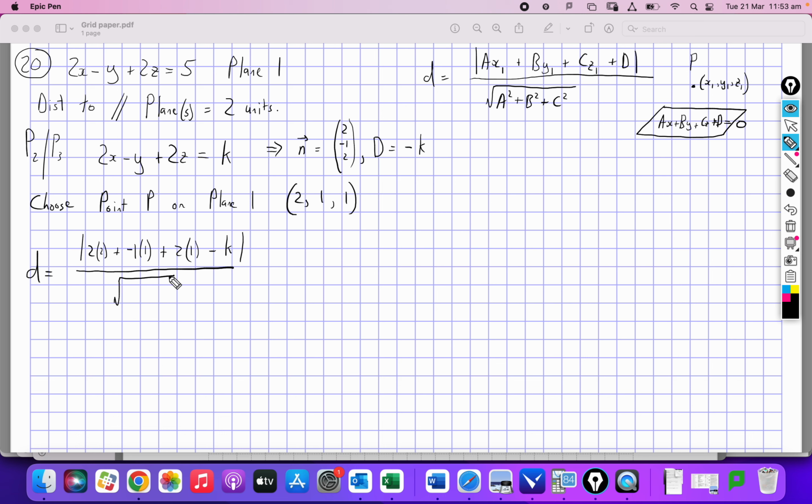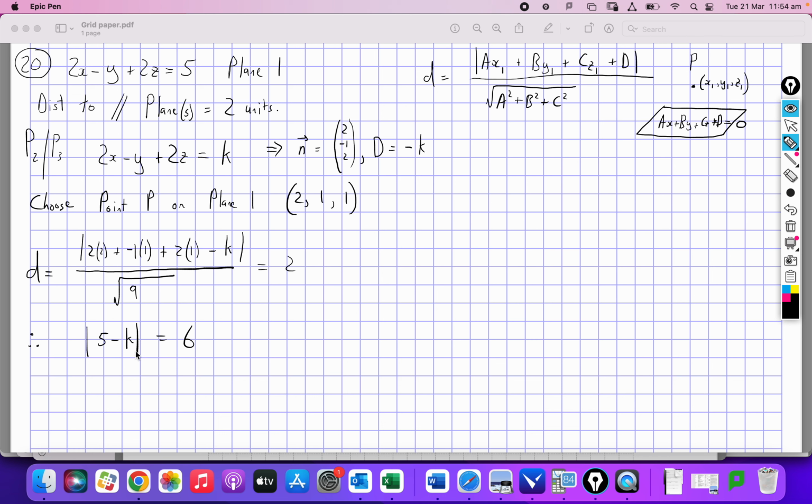The magnitude of this normal is the square root of 4 plus 1 plus 4, so that'll be the square root of 9. And we know the distance is 2. So let's tidy it up. What have we got on top? In the numerator, I've got 4 minus 1, that's 3, plus 2 is 5. So I get the modulus of 5 minus k equals 6. Square root 9 is 3, and 3 times 2, to tidy this up, is 6.